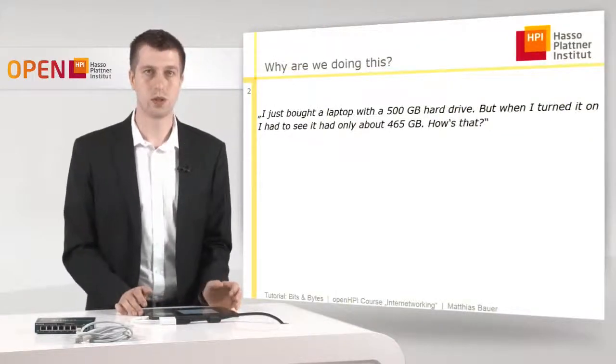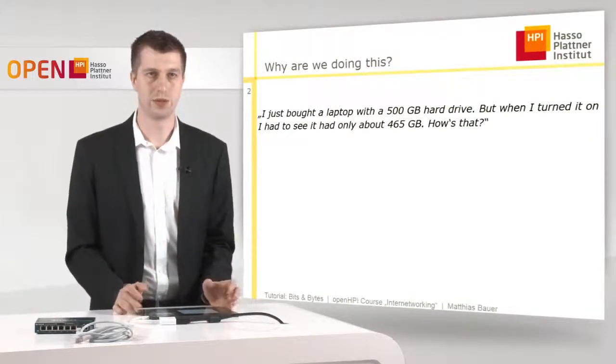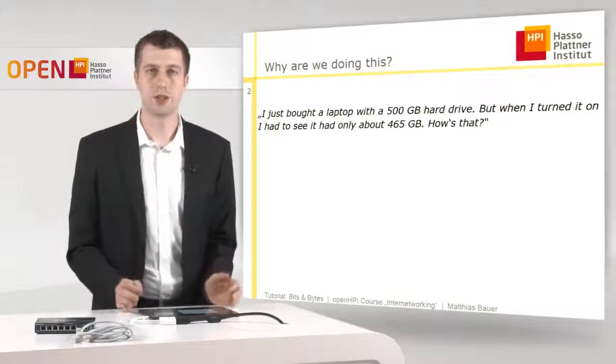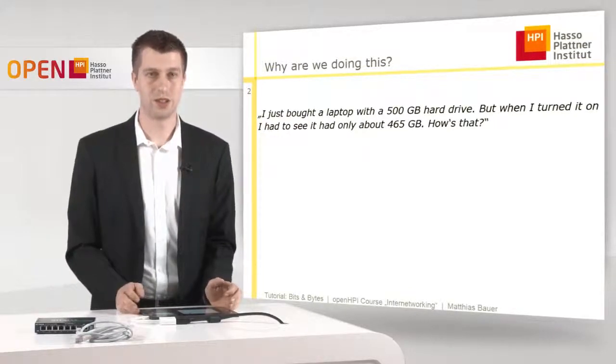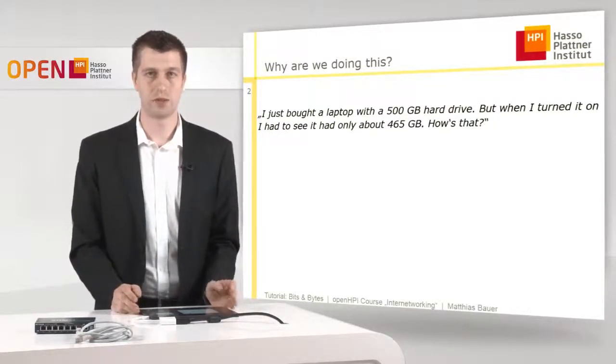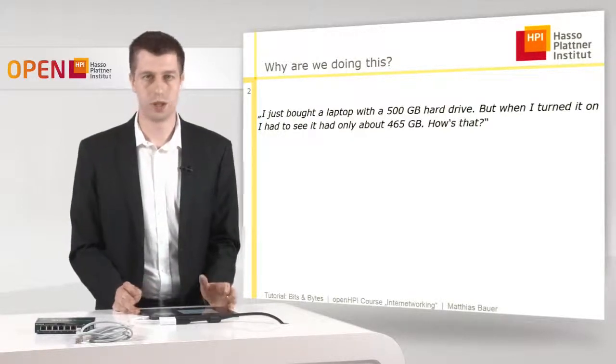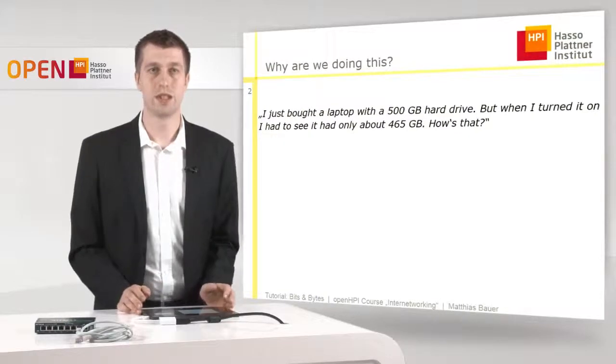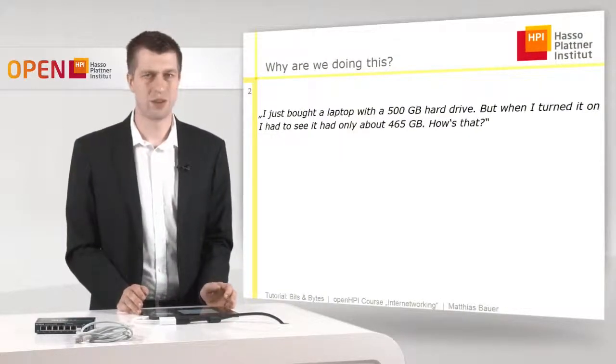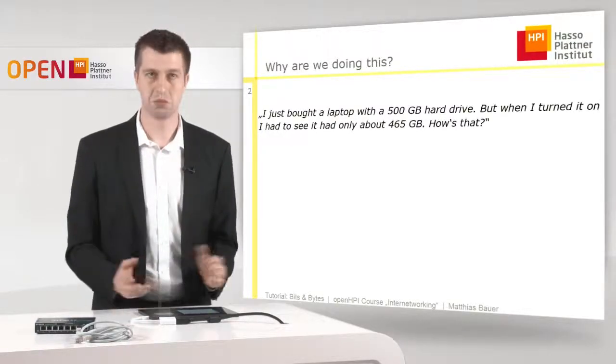This time we want you to imagine the following scenario. Imagine you just bought a hard drive in the PC store, and this hard drive shall have 500 gigabytes of capacity. But when you turn on the computer, you see in the Explorer it has only 465 gigabytes. So how's that? Who did cheat on you?